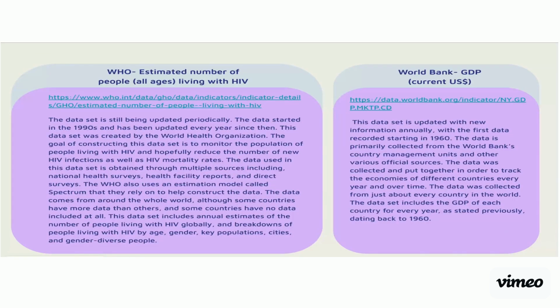The first one being my main data source, which was from the World Health Organization. It was the estimated number of people, all ages, living with HIV. This is the main data set that I used and was working with. And then the second data set that I used was from the World Bank, and it was just the GDP of all the countries, or most of the countries in the world.